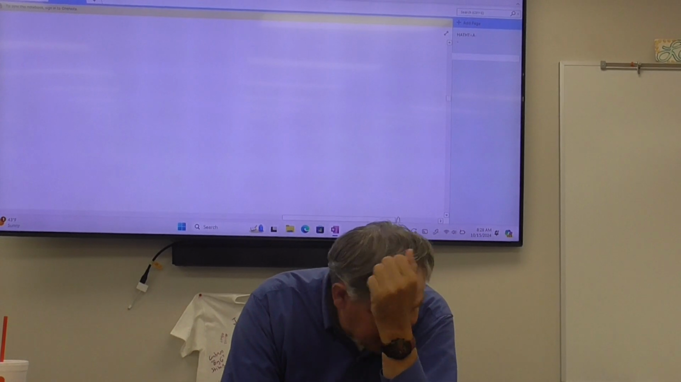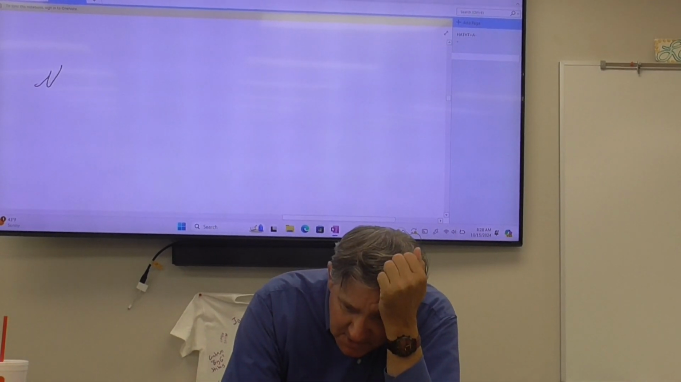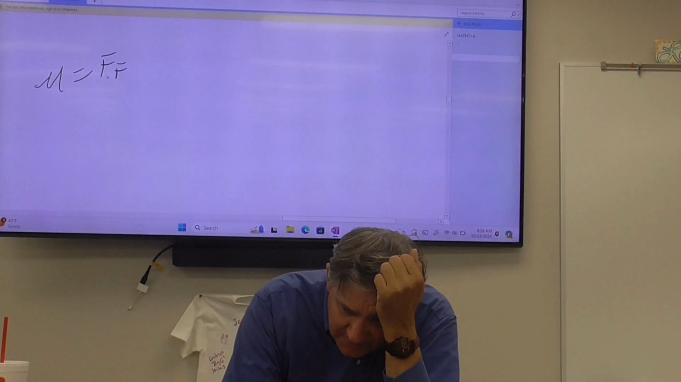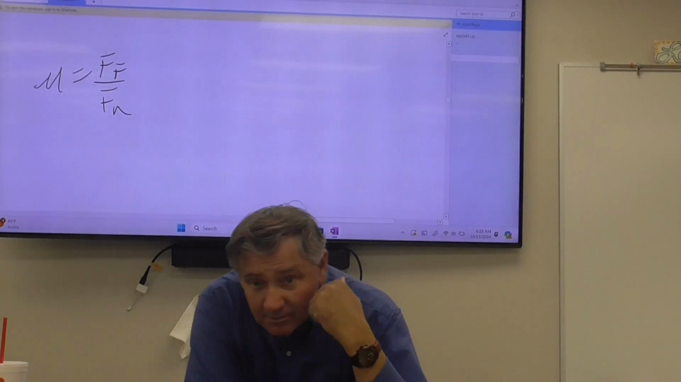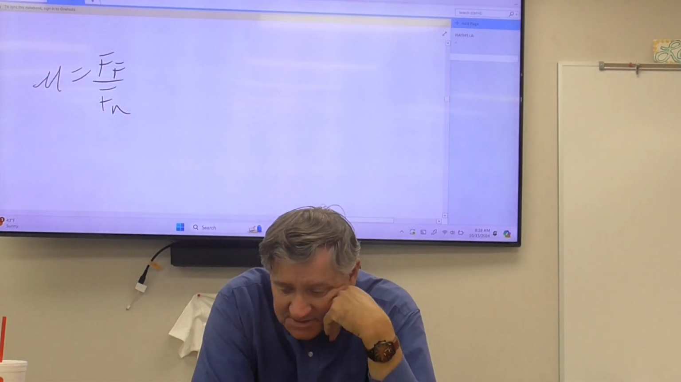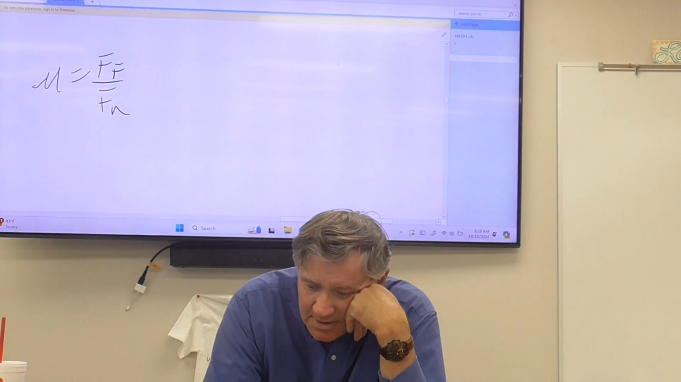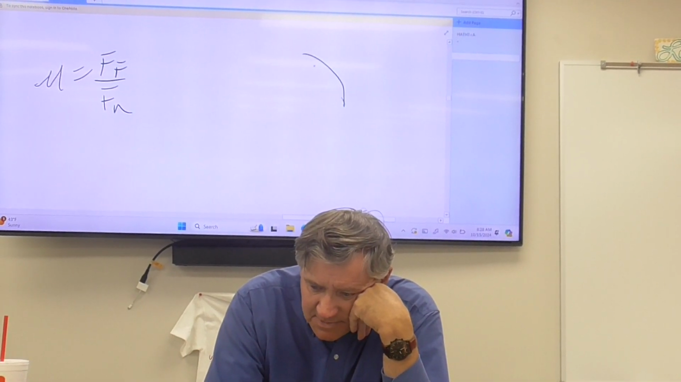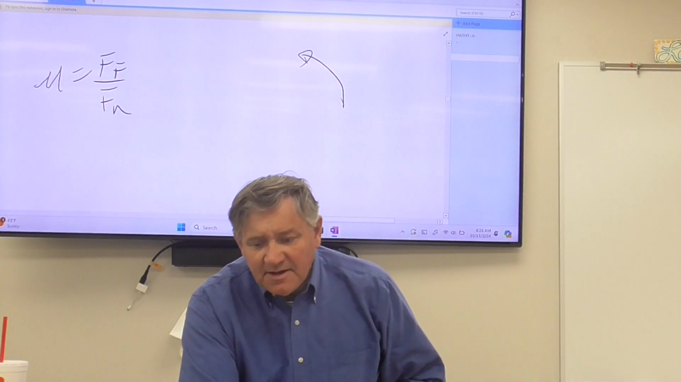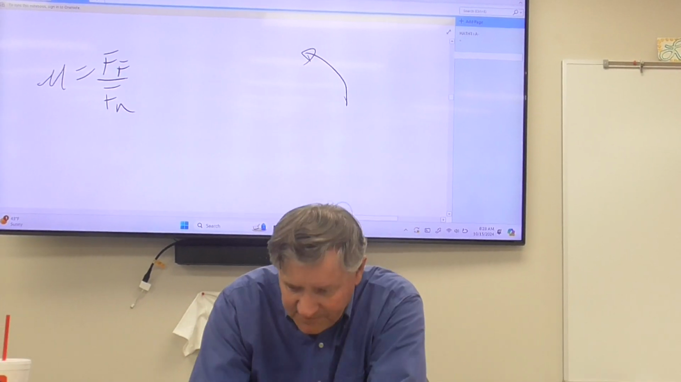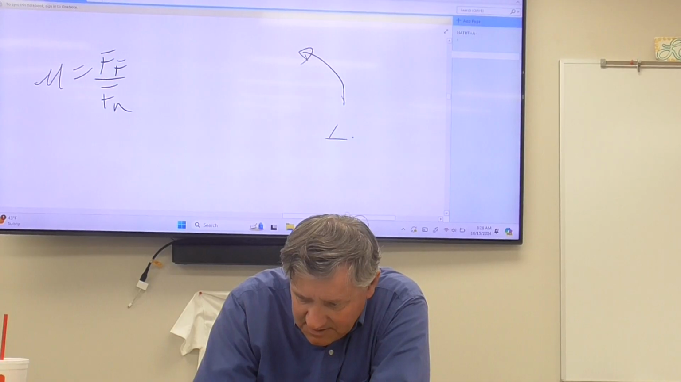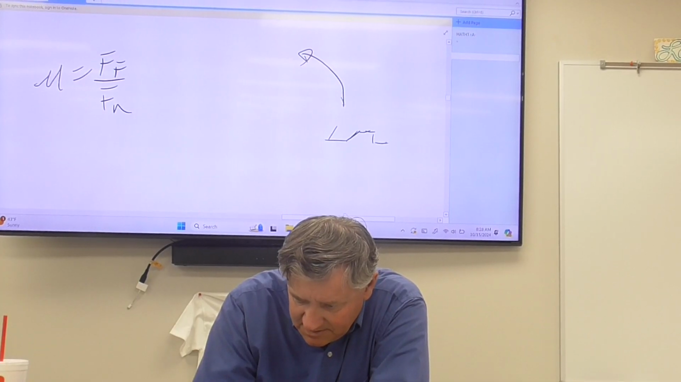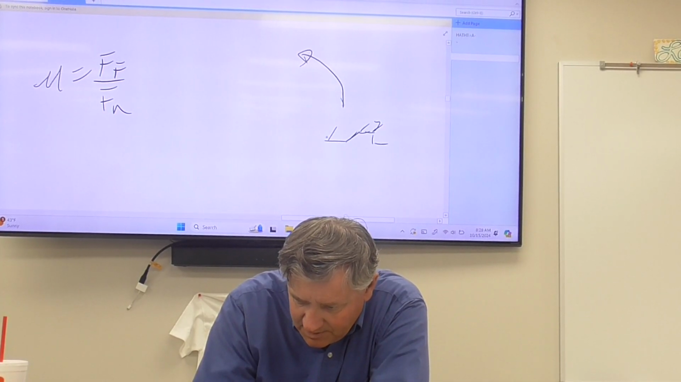Now, let's talk a little bit of math. So, you know that mu equals force friction over force normal, right? If you look at your car as it makes a turn, kind of sideways, here's a three-dimensional view of your car.